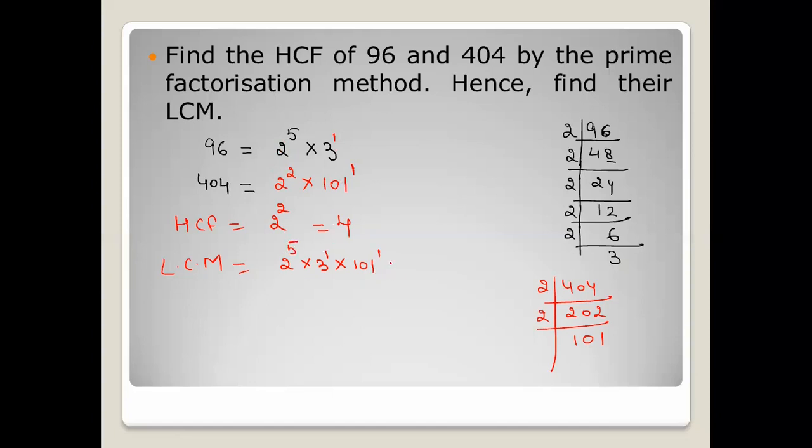So that is your LCM. So that is your LCM, that is 2 raised to power 5 into 3 into 101. That's it. So that is the HCF and LCM of 96 and 404. Now let us move to the next question.